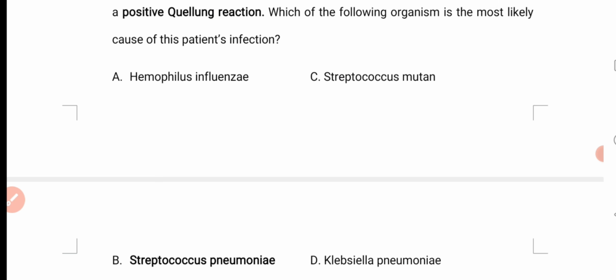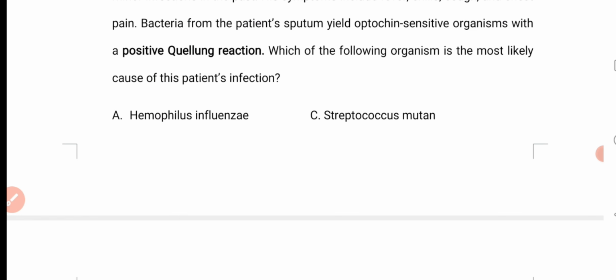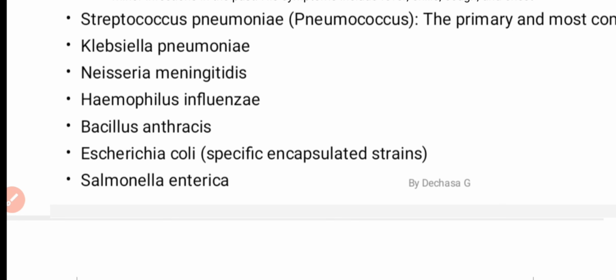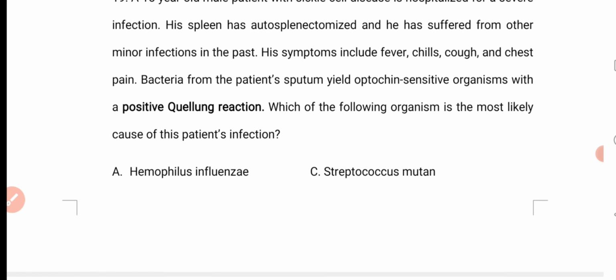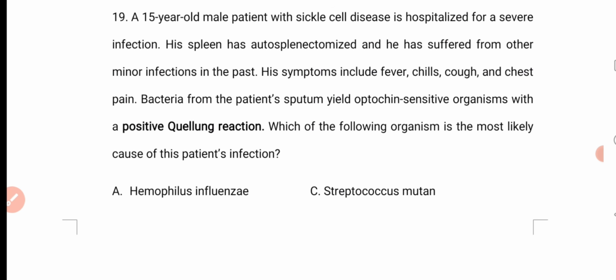So, let us first see which type of bacteria are quellung positive. The first is Streptococcus pneumoniae, Klebsiella pneumoniae, Neisseria meningitidis, Haemophilus influenzae, Bacillus anthracis, E. coli, and Salmonella enterica. So among these, which one is optochin sensitive, and which one is the most common cause?